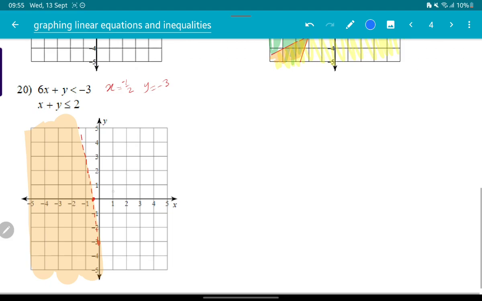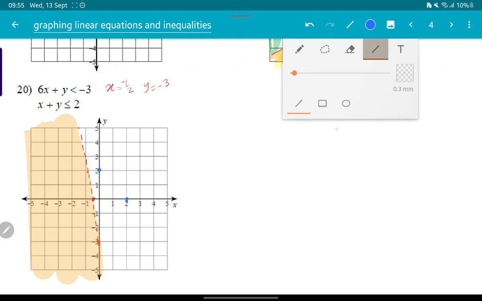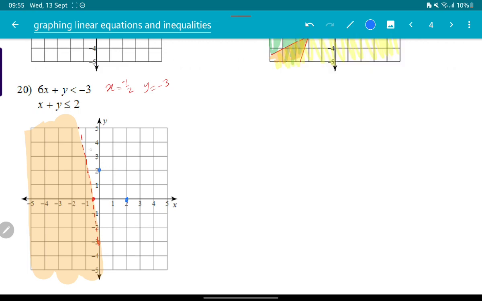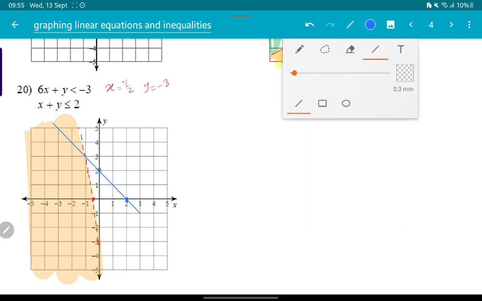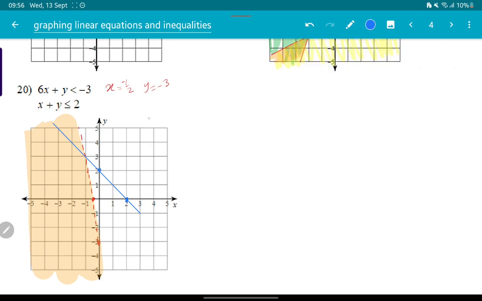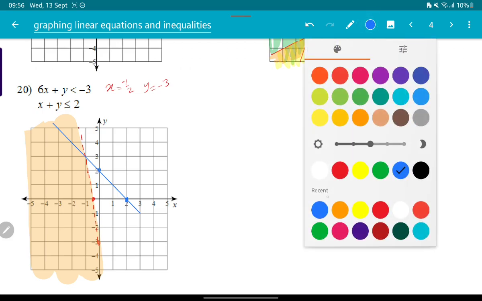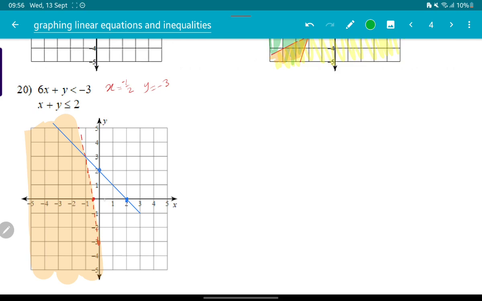Now x equals 2 and y equals 2. It's solid. And test the 0. 0 plus 0 is less than 2, yes, so take the part of the 0, which is this part.